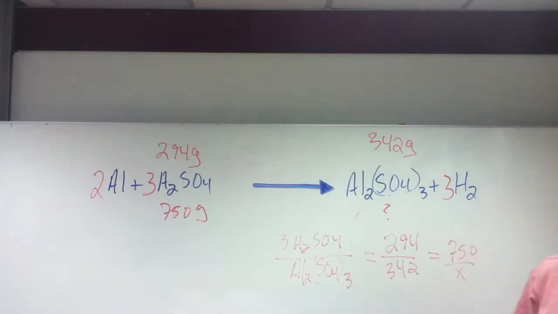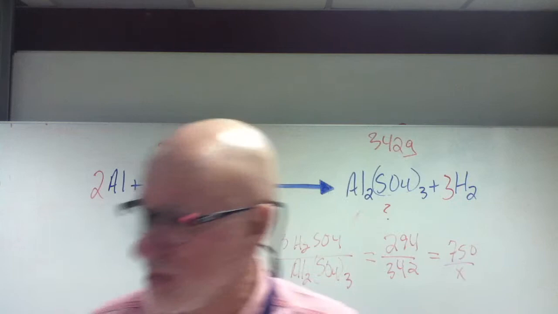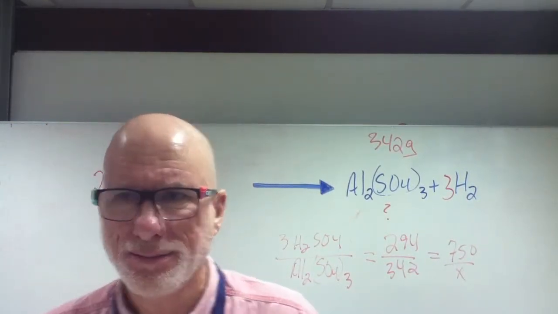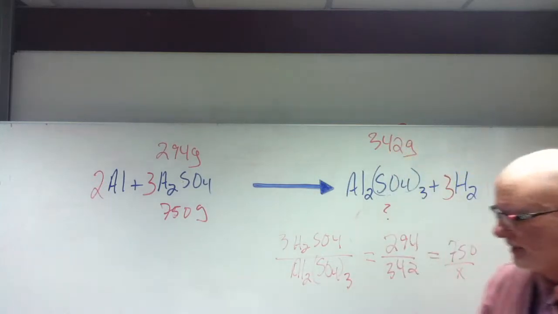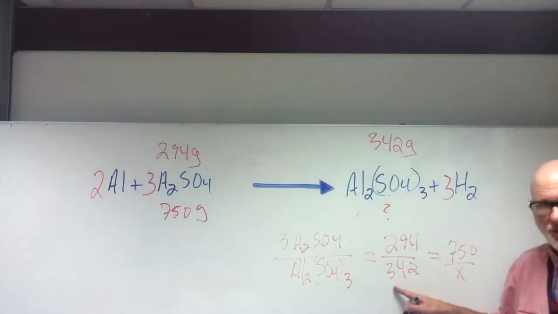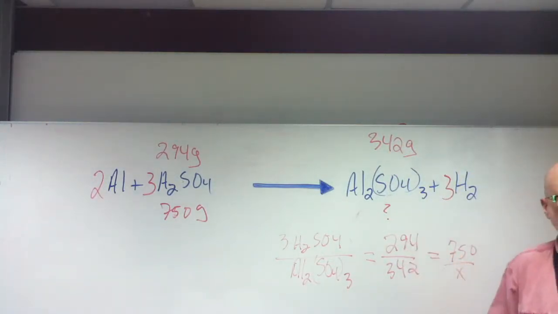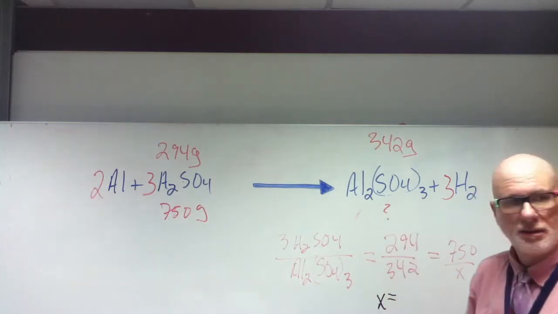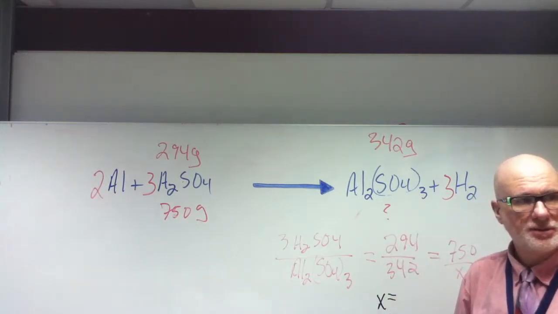750 over X. Are you guys going to be ready for Tuesday's test? Yes, sir. You never know it the way you're responding to me. So what is 342 times 750 divided by 294? It's 872.789. 872. Just give me whole numbers. 872.